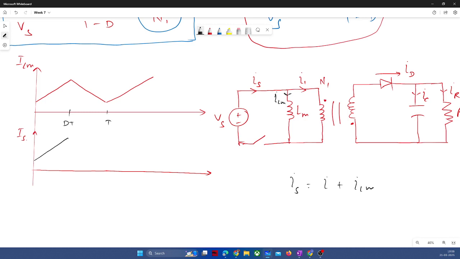Why am I doing that? Do you have any reason? This is ILM peak. Because when the switch is conducting, the current is not flowing in the secondary winding, so the reflected load current is zero. I1 will be zero when the switch is conducting because the diode is off. That's why I am drawing IS equal to ILM peak. The peak of IS is the same as ILM.